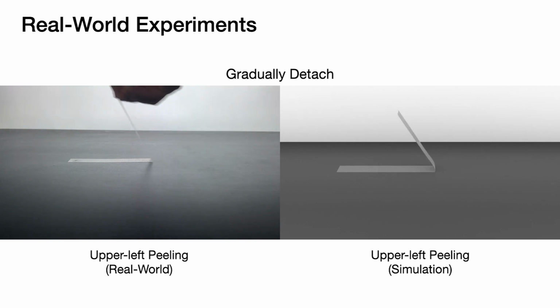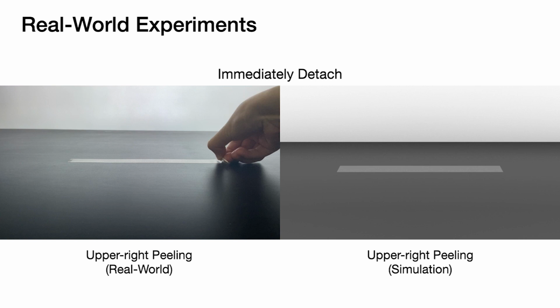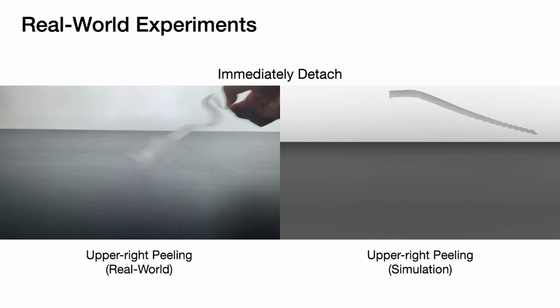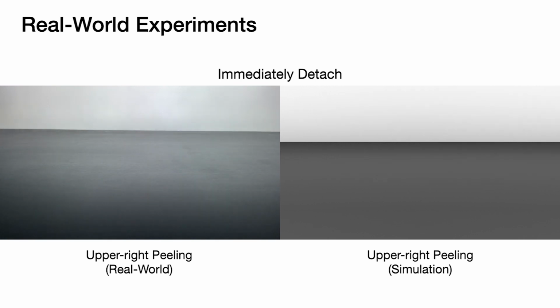When peeling towards the upper left direction, the tape progressively detaches the desk. When peeling towards the upper right direction, the detachment happens rapidly throughout the whole strip under large tension right after the right end travels just a short distance. Here we show more examples.